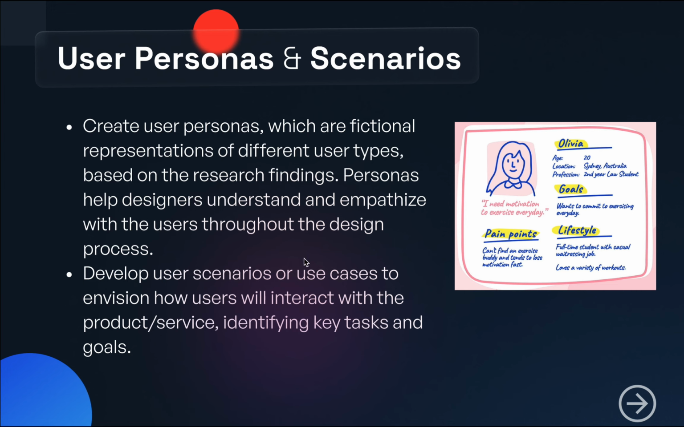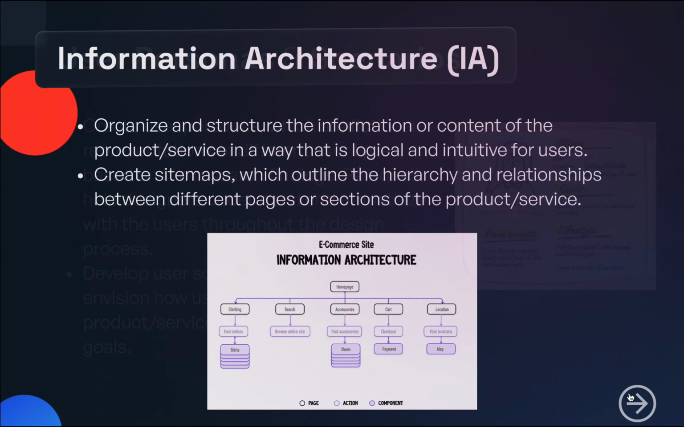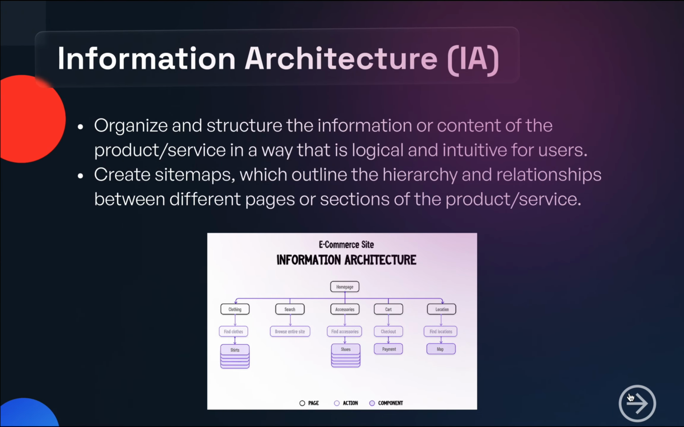Secondly, you develop a user scenario or use case to envision how users will interact with your product, identifying the key tasks and goals. So this is very important. As a UX designer, you don't just go designing, you need to get all of these things right. Next thing you would work on is your information architecture. You're going to have to organize how the information on your product will be arranged.